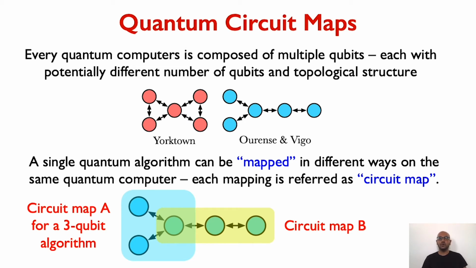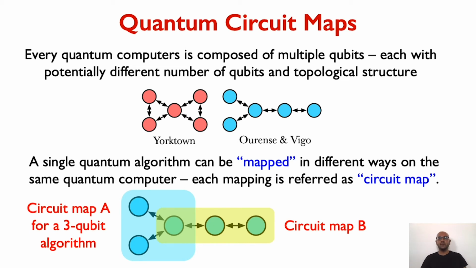So if 2 qubits need to be entangled and there is no coupling bus connecting them, then they need to be swapped in a way that the two come right next to each other and that there is a coupling bus between them. As you can imagine, a single quantum algorithm can be mapped in different ways on the same computer, and each mapping here is referred to as a circuit map.